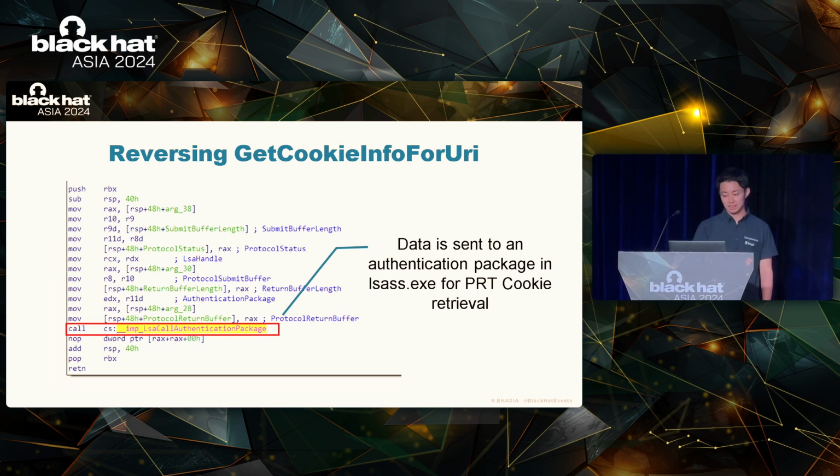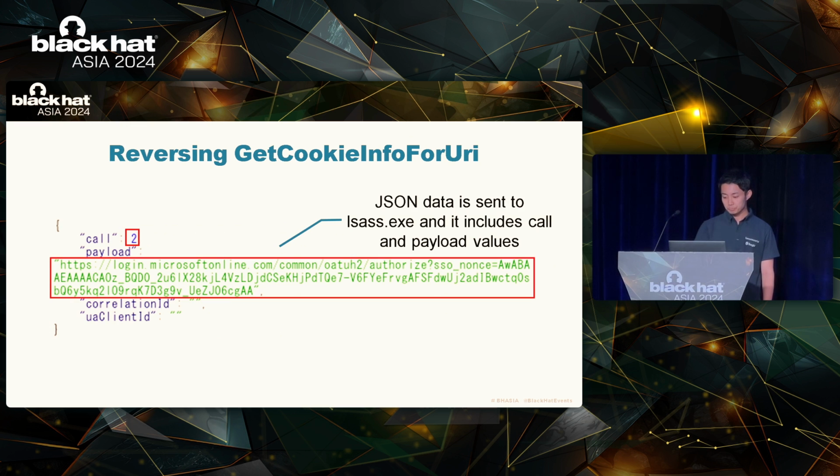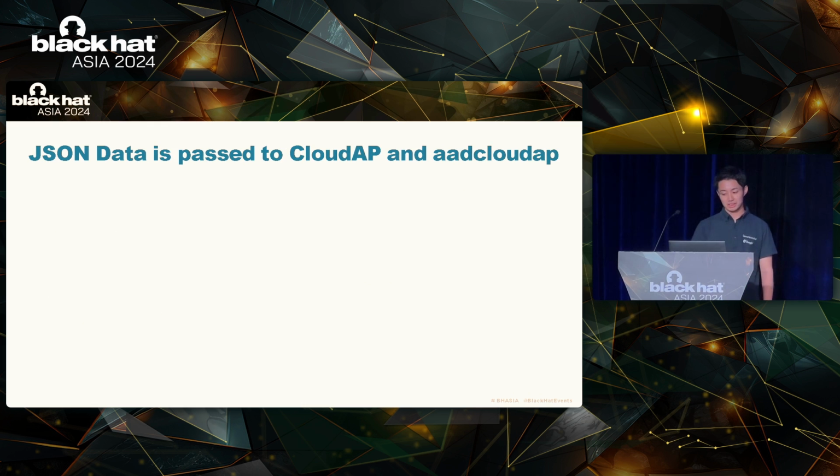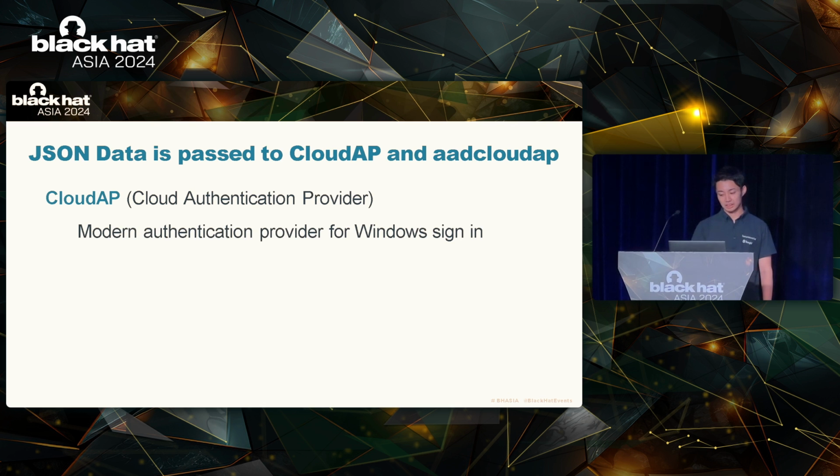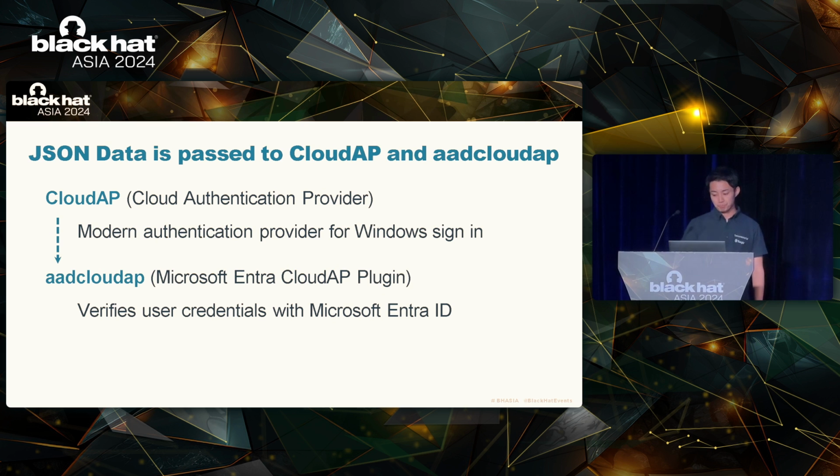So this means that the method GetCookieInfoForUri is sending some data to LSASS to get the PRT cookie of the logged on user. And if you look at the data sent to LSASS, then you can find some JSON data with call ID and also the payload values in it. And if you also follow where the JSON data goes, then you can tell that the JSON data is first sent to the cloud authentication provider in LSASS, and then the JSON data is passed on to the Azure AD plugin.